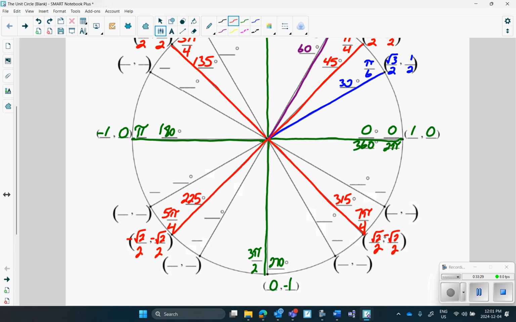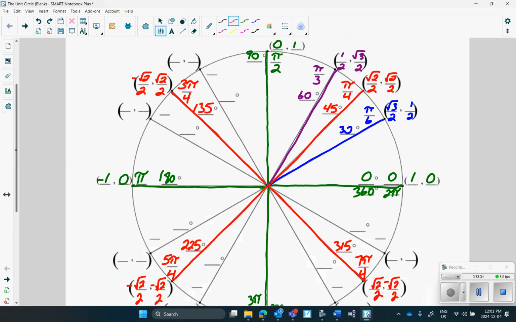Let's go into the pi over 6 family. Well, the related angle would be this one. Remember, it's 30 degrees from here to here. How much would it be from here to here? 150. And for the radians, remember, we're dealing with sixths now. The question is, how many pi's?